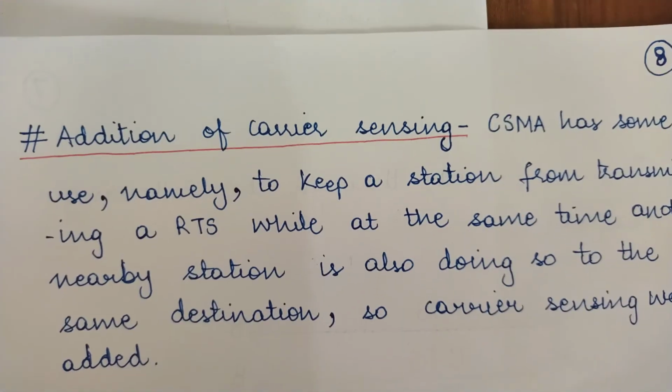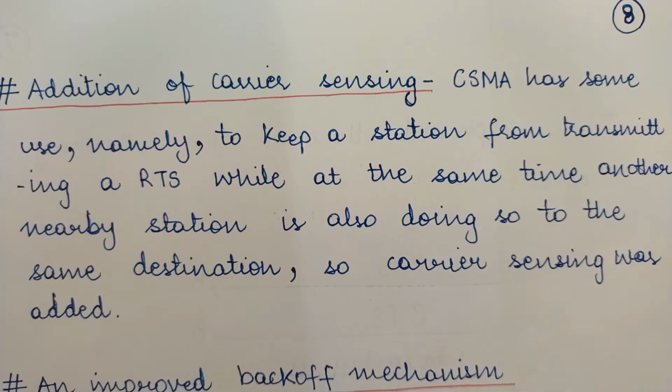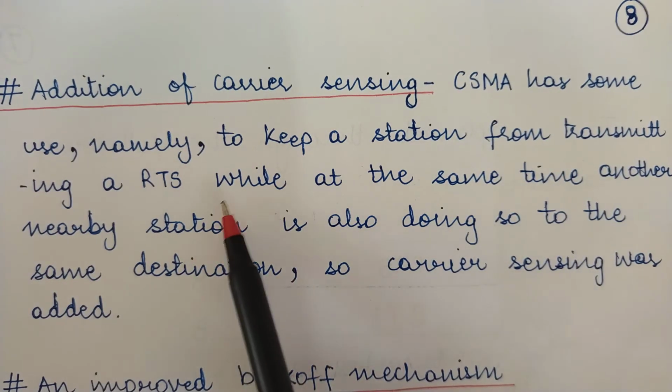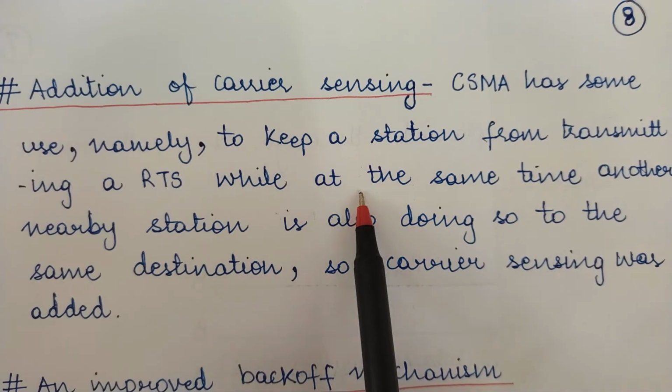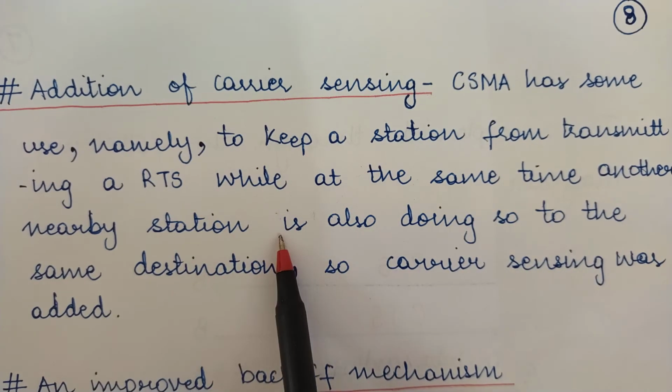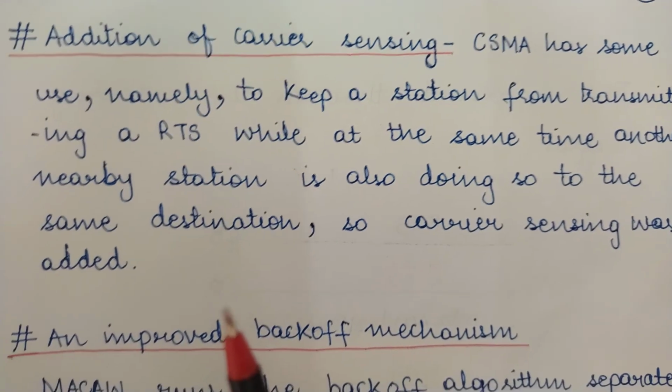Then the second feature is addition of carrier sensing. So CSMA has some use, namely to keep a station from transmitting RTS while at the same time another nearby station is also doing so to the same destination. So carrier sensing was added in MACAW.